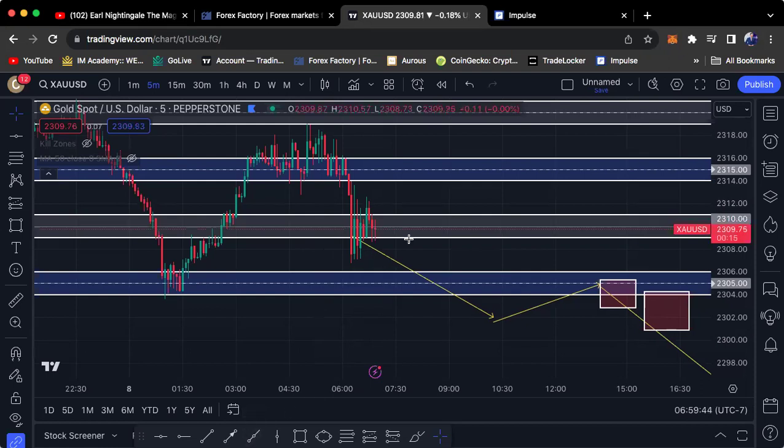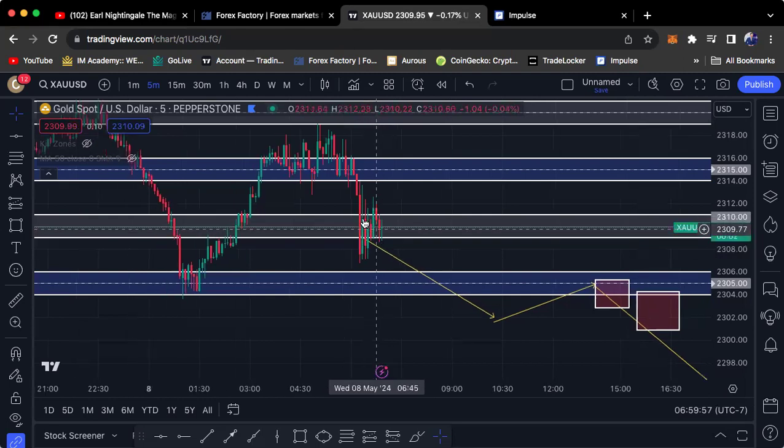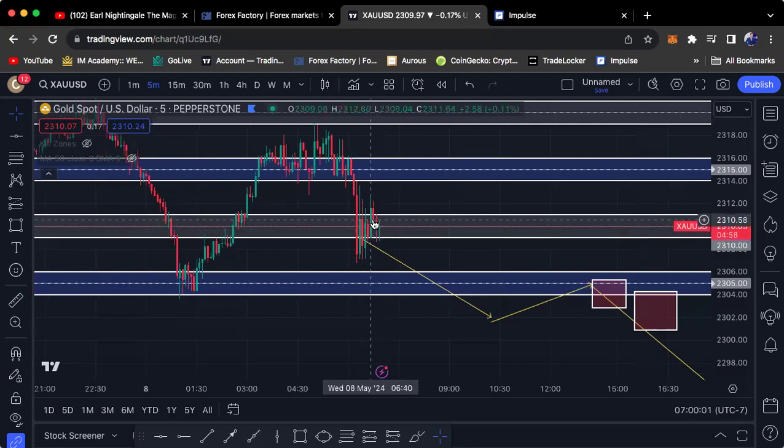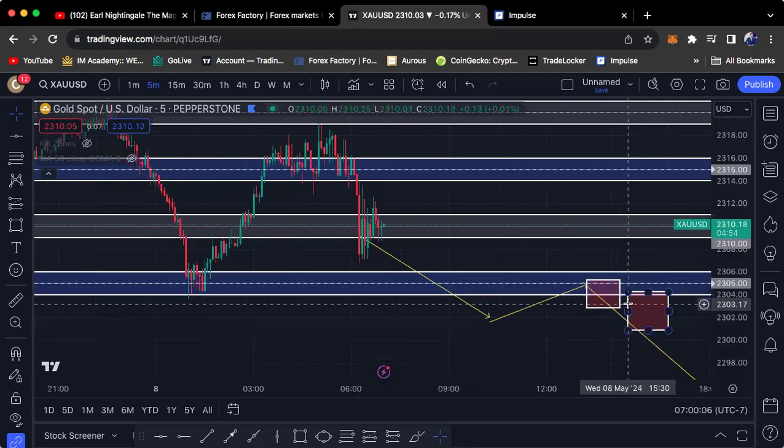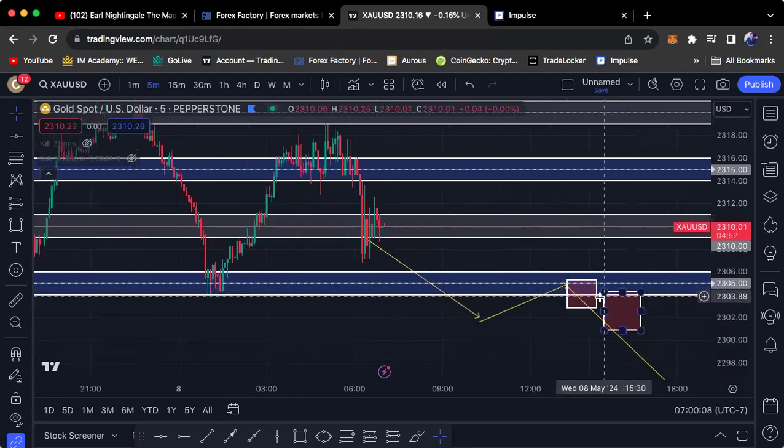Let the trade come to you. Right now, I'm not taking this trade because it's indecisive. It doesn't know what it wants to do. So why enter? Right now it's just consolidating. Wait for that next break of structure instead, and wait for this to happen.